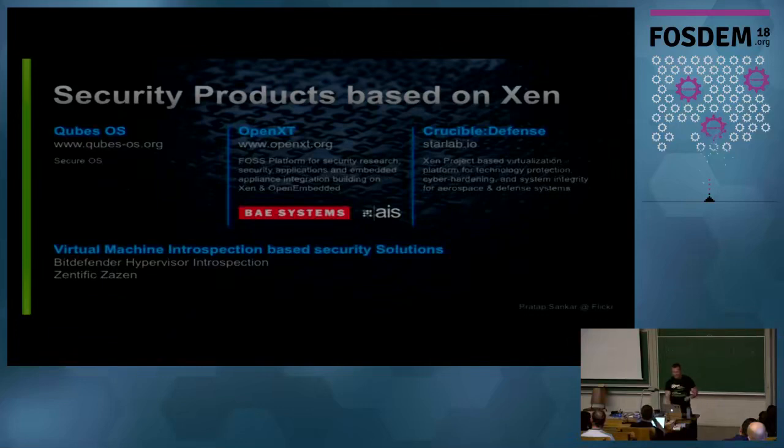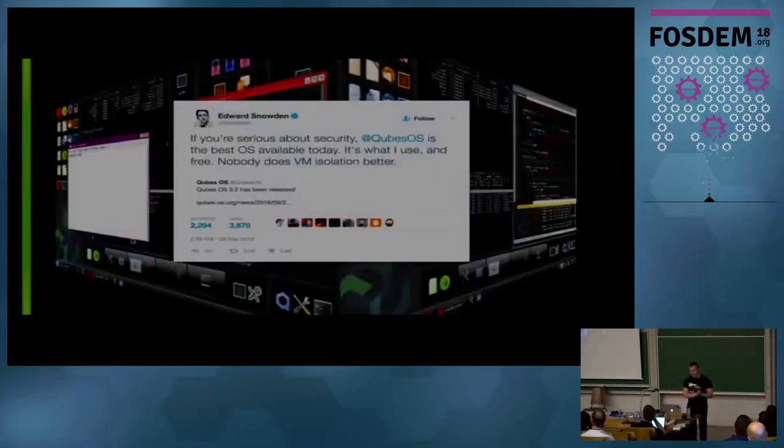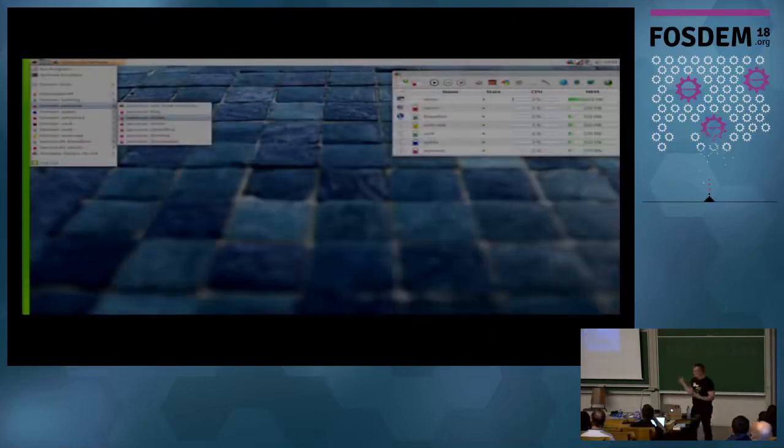So I wanted to briefly show how some of the stuff works in practice. Qubes OS, Edward Snowden likes it, which is probably a good thing. And how does this work? You have your typical Fedora UI here. On the top right, you see all the VMs that are running, and then on the left, it's like an application starter, like on Windows, where you can basically define which application runs in which VM.